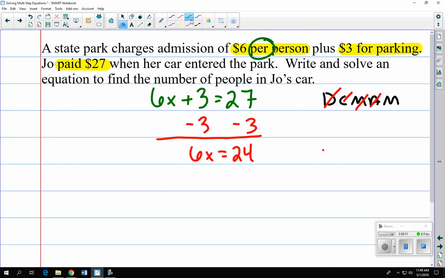The final step that I need to take is to divide both sides by 6. X will equal 4. X equals 4 is not my final answer because it's asking for the amount of people. Therefore, I have 4 people in the car.